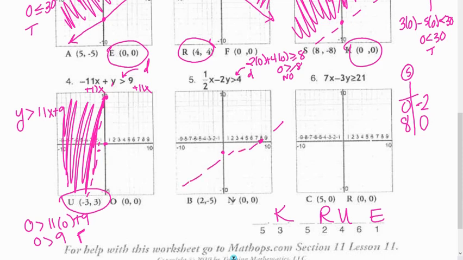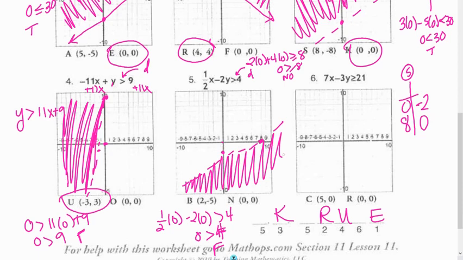I'm going to plug in 0, 0. So 1/2 times 0 minus 2 times 0 greater than 4 is 0 greater than 4. That is false. So I would shade on the other side. So 2, negative 5 is going to be our... Oh, and I got 2 of these.